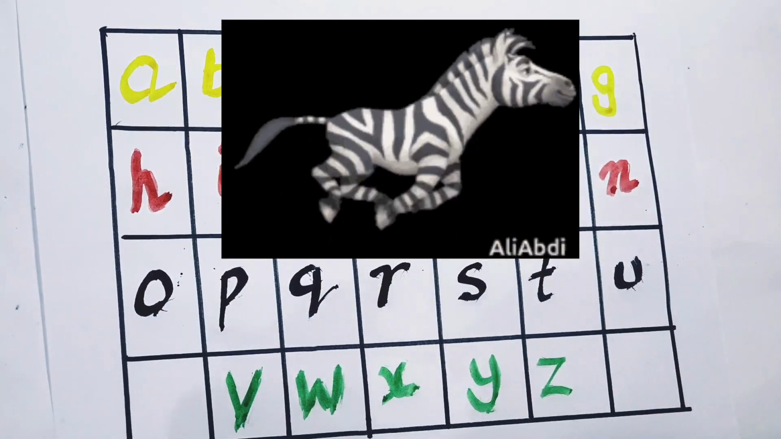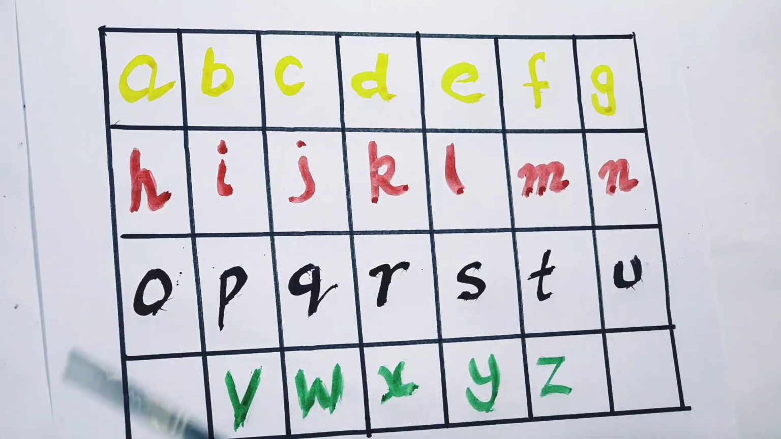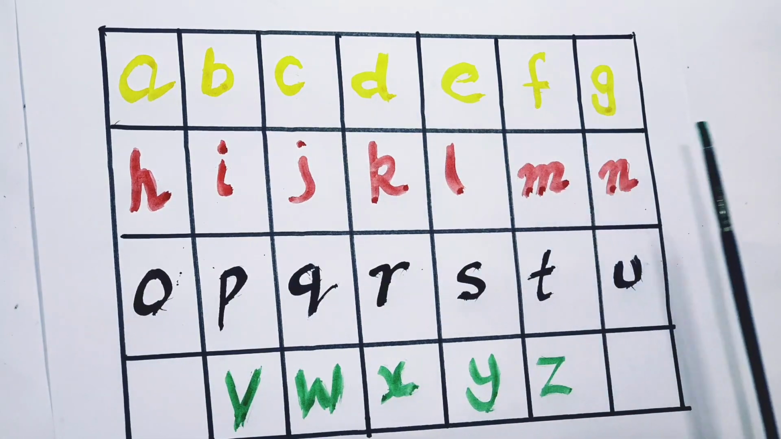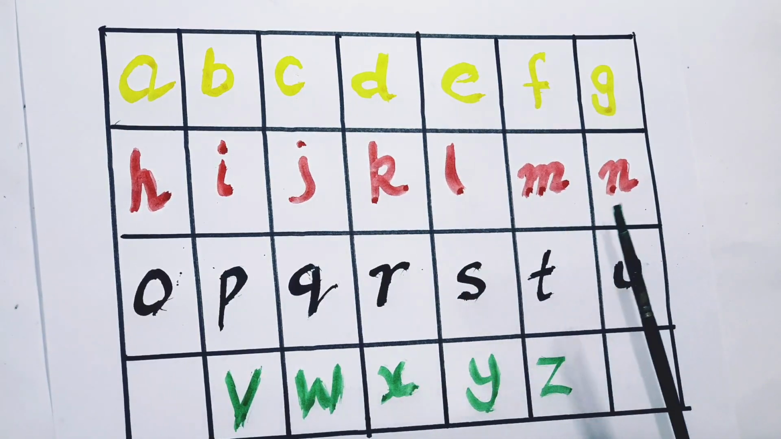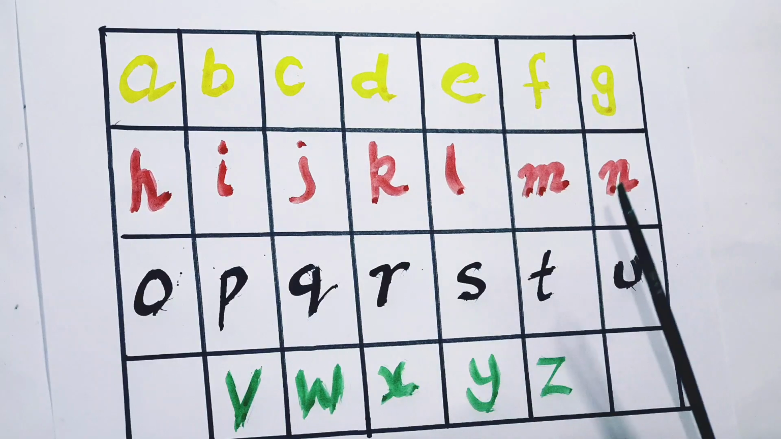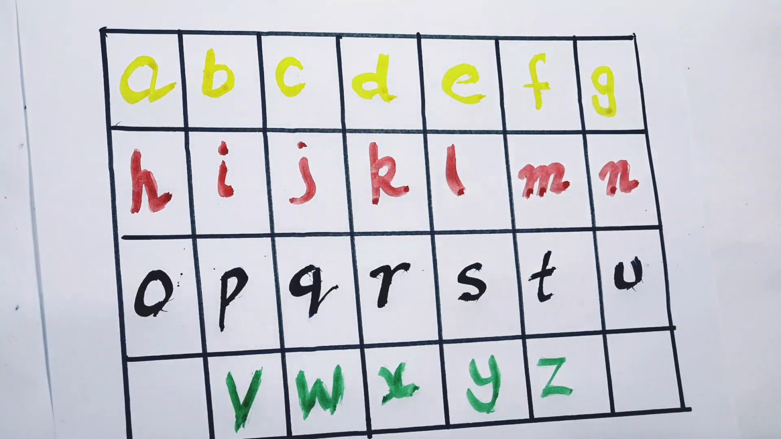So kids, what did we learn today? We learned about yellow color, red color, black color and green color. A, B, C, D, E, F, G, H, I, J, K, L, M, N, O, P, Q, R, S, T, U, V, W, X, Y and Z. Now I know my ABC.